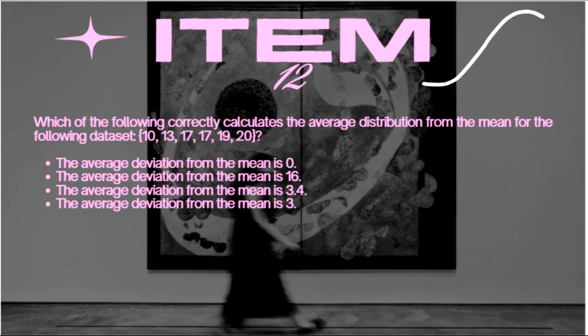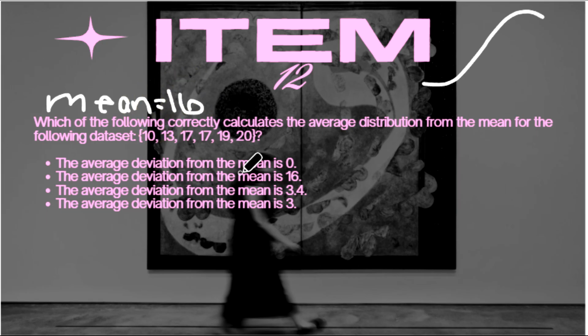Okay, so let's see here. To find our mean, it's not symmetrical, so we'd have to actually solve this. We need to add all the numbers together to find our mean. We have 10 plus 13 plus 17 plus 17 plus 19 plus 20 divided by the number of values, 1, 2, 3, 4, 5, 6. 96 divided by 6 gives us 16. So our mean is equal to 16.